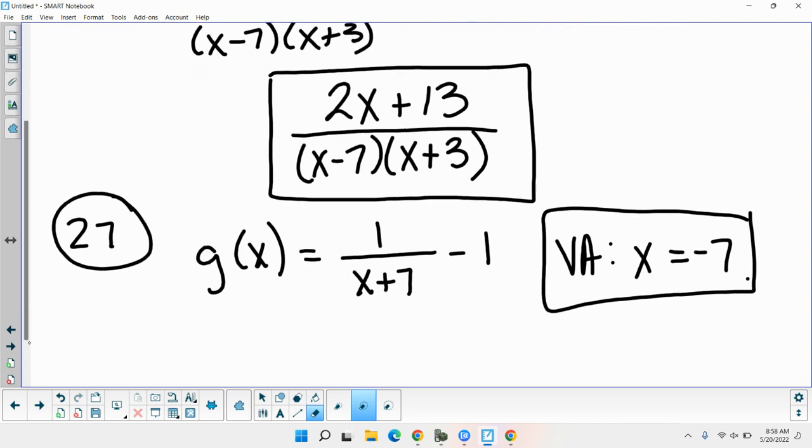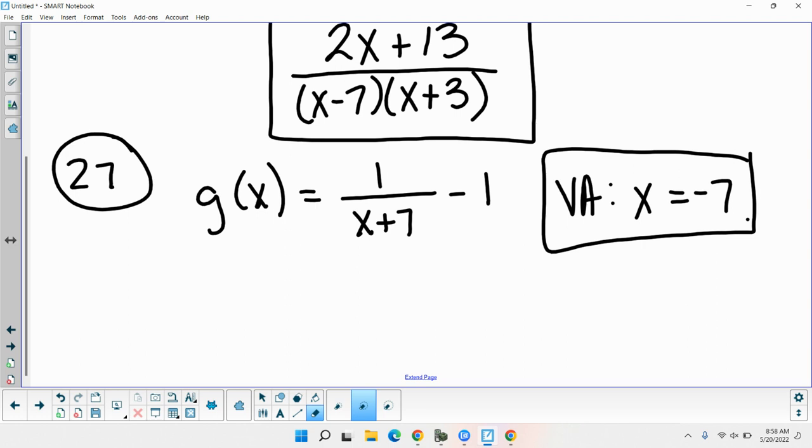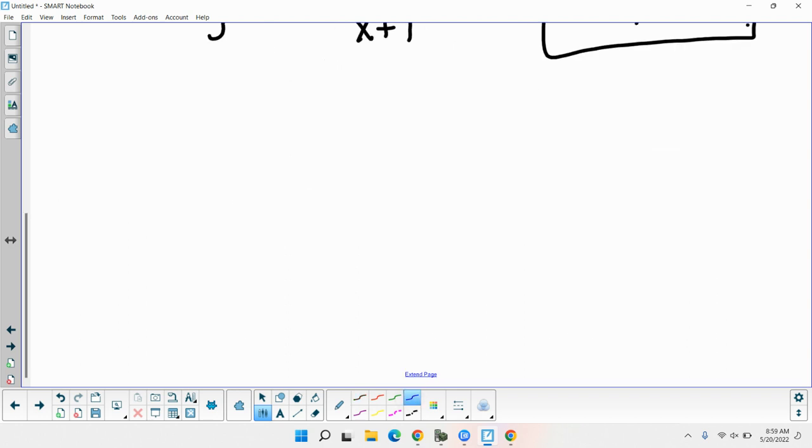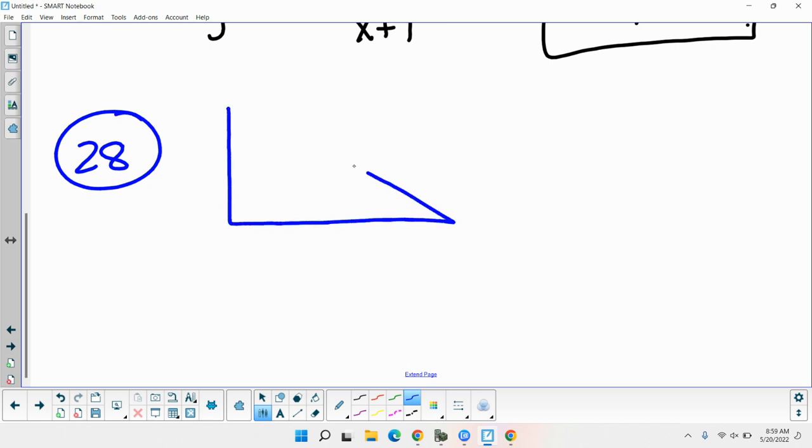Okay, last chapter we went over was chapter 10. It's the trigonometry one. It's the trig chapter. So this is a 30, 60, 90.